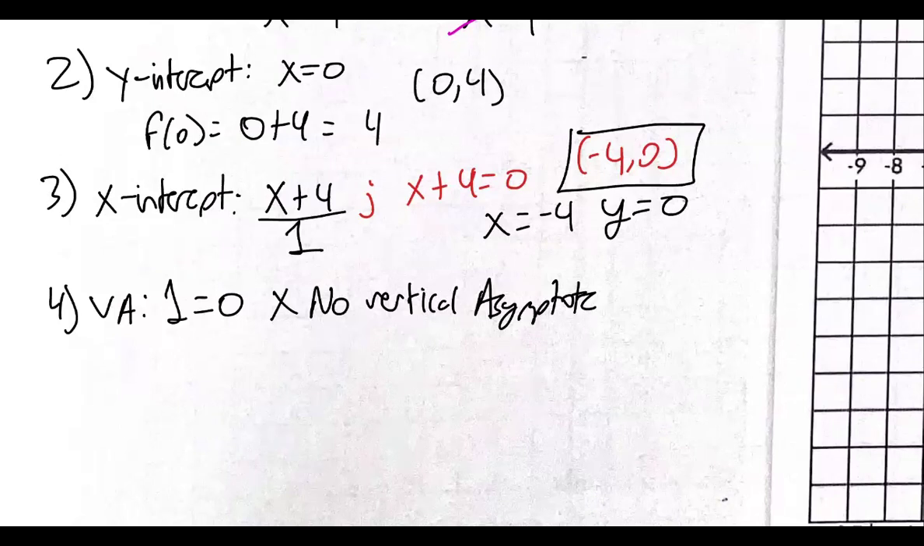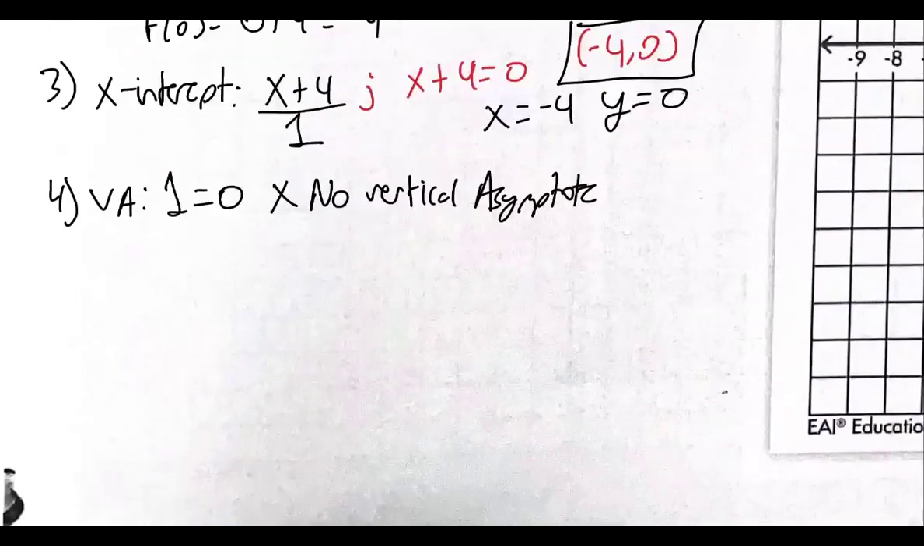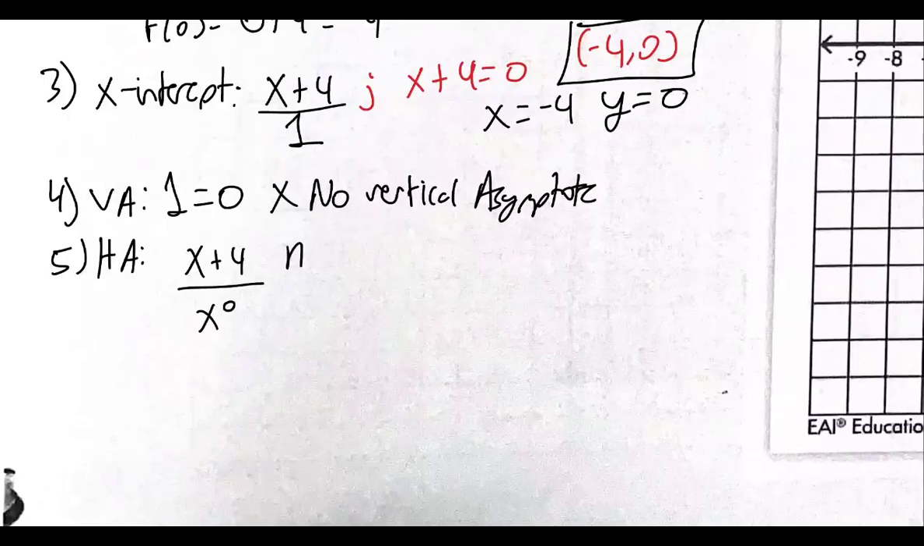Okay, maybe it was important to simplify. Vertical asymptote, there's none. Step number 5, horizontal asymptote. It would be x plus 4 over x over 0. So n is equal to 1, m is equal to 0. So in this case, n is bigger than m. Or in this case, if the top is bigger than the bottom one, no horizontal asymptote.